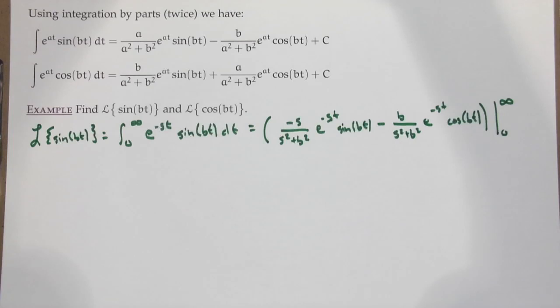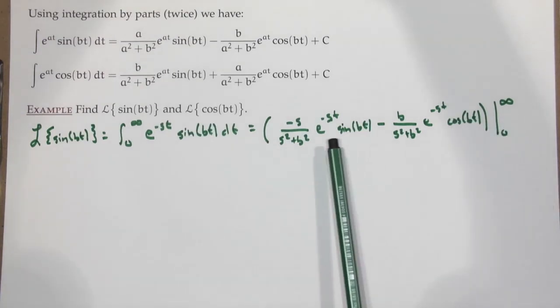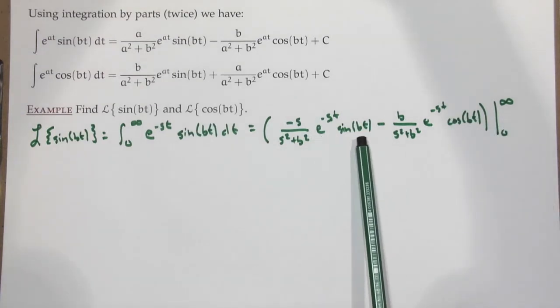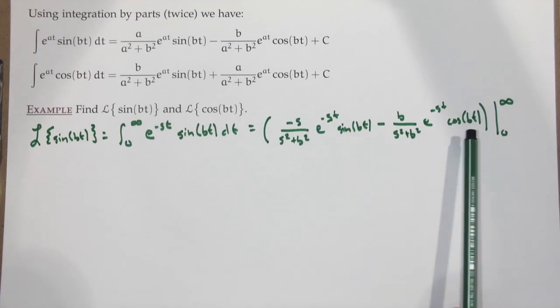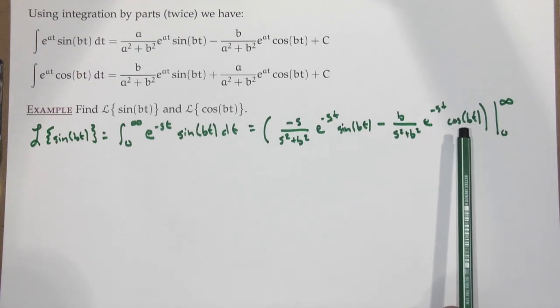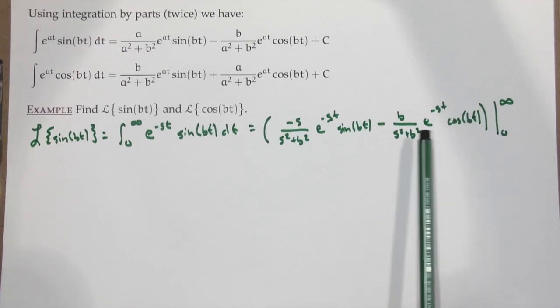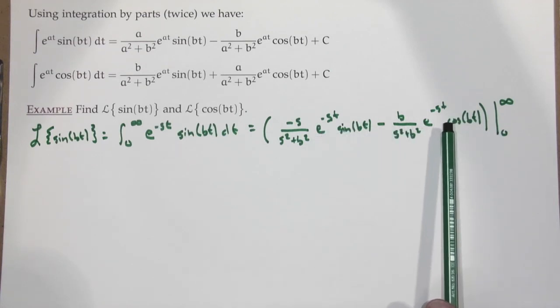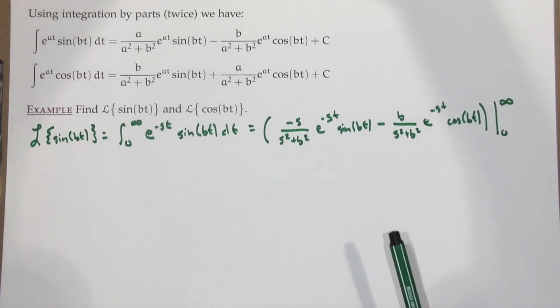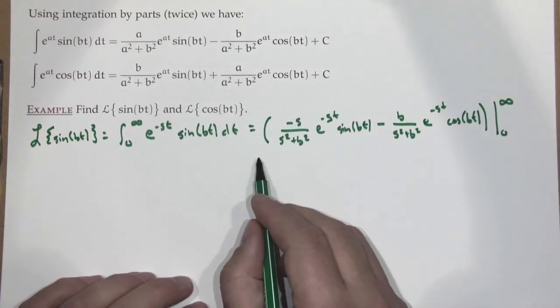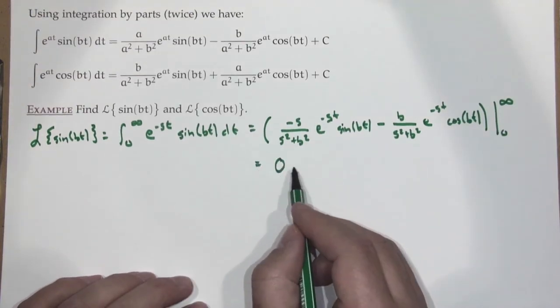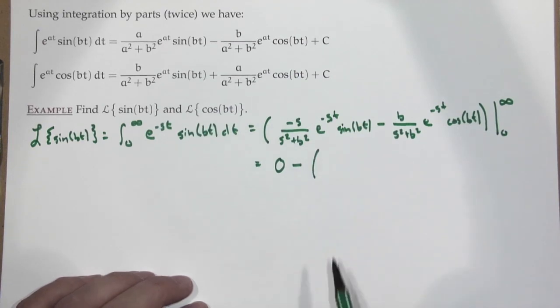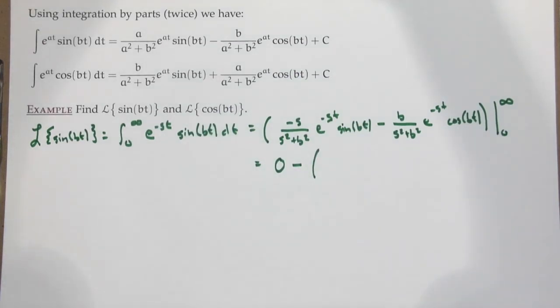Okay, well, now let's talk about infinity. We have the exponential versus sine. Here we have exponential versus cosine. Which one wins the race, and what happens? Yeah, exponential is going to win. And what does it do? Goes to zero. So the exponential function says things get very, very small, and therefore, at infinity, we get zero. Subtract. Well, now what? Well, we plug in t equals zero.